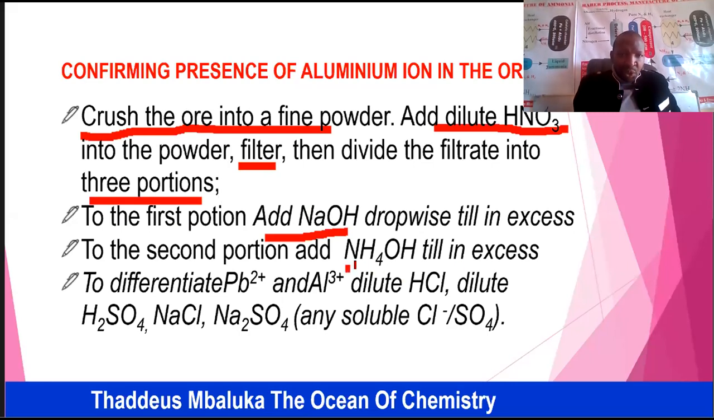Then to the second portion, you add aqueous ammonia. Here you get a white precipitate which is insoluble in excess. Now at that point, you remain with lead or aluminium. Then to differentiate lead and aluminium, you add dilute HCl, dilute sulfuric acid, sodium chloride, sodium sulfate, or any soluble chloride or soluble sulfate. Here you need to invoke the knowledge acquired under qualitative analysis, and it is very important to understand that.